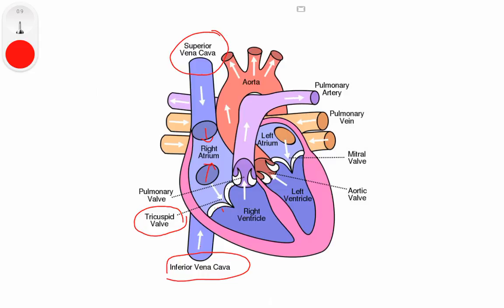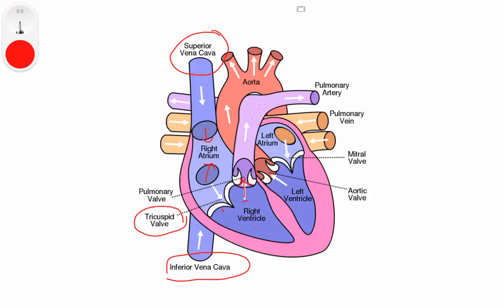So when blood comes from the inferior vena cava and the superior vena cava into the right atrium, the tricuspid valve will open and the blood goes into the right ventricle. From the right ventricle the blood is pumped up in this direction into the pulmonary artery. The pulmonary artery has valves too, just like the tricuspid valve. These valves labeled here are known as the pulmonary valve.